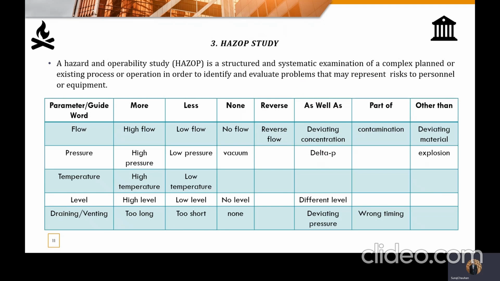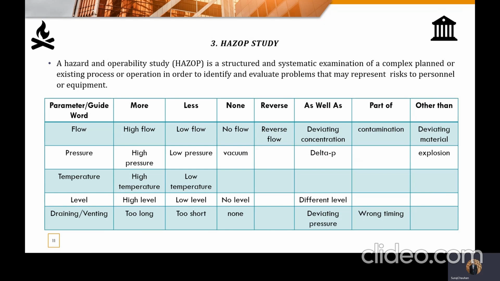So third is hazard study. Hazard and operability study, HAZOP, is a structured and systematic examination of a complex plant or existing process or operation in order to identify and evaluate problems that may represent risk to personnel or equipment. The intention of performing a HAZOP is to review the design to pick up design and engineering issues that may otherwise not have been found.